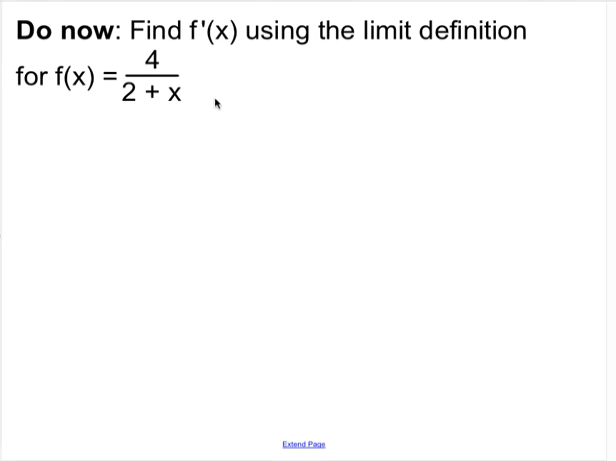Let's find one more derivative similar to last night's homework. Hopefully you checked your answers with my worked out work online. But set this one up again, find the derivative using our limit definition. So pause the video, set it up, and then check to see, does your work look like mine?